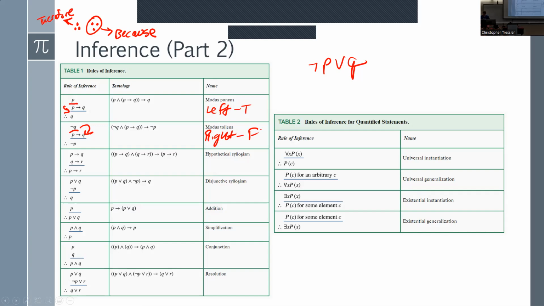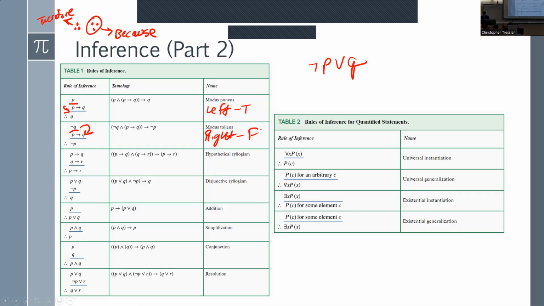Now we have hypothetical syllogism. That is a fancy way of saying if P implies Q and Q implies R, we know that P implies R. Think about it for a second. If it's raining, and I don't know. Well, actually, we'll get to examples of this in a second, so I'm not going to go super far in depth.